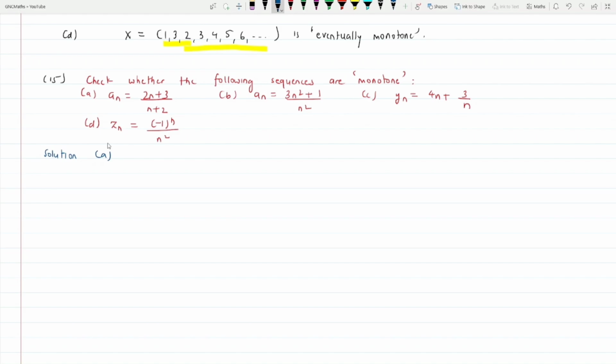Initially we are just going to list a few terms of the sequence. If I denote the sequence by capital A, then the first term of the sequence is 2 times 1 plus 3 upon 1 plus 2, which is equal to 5 by 3. The second term of the sequence is 2 times 2 plus 3 upon 2 plus 2, which is 7 by 4. The next term of the sequence is 9 by 5. Then we have 11 by 6 and so on.